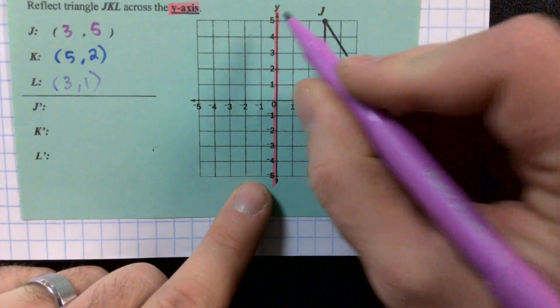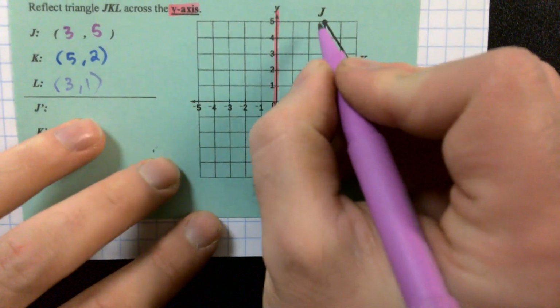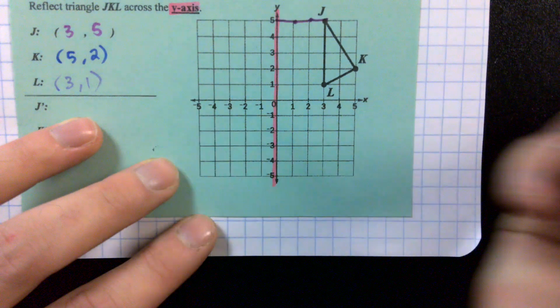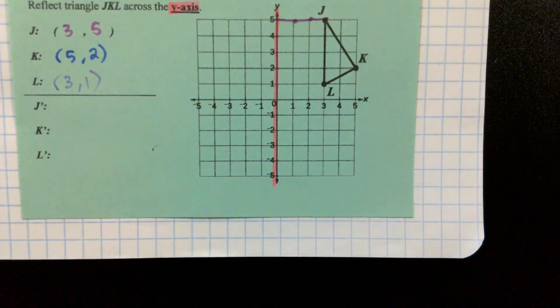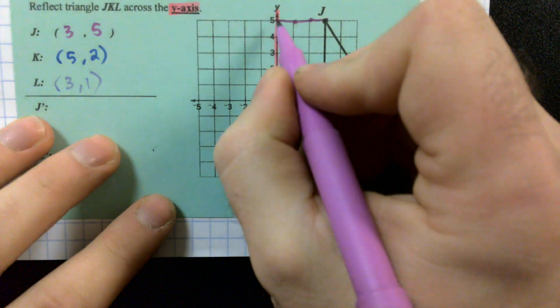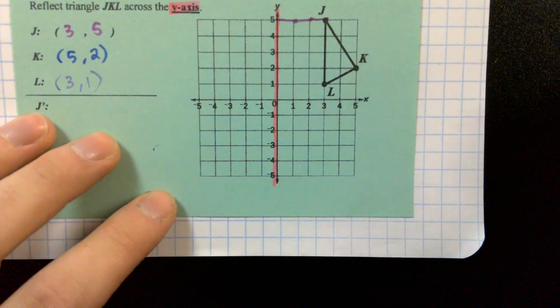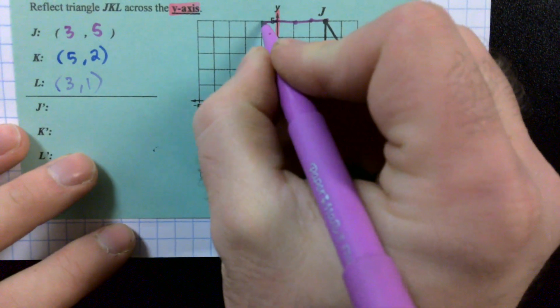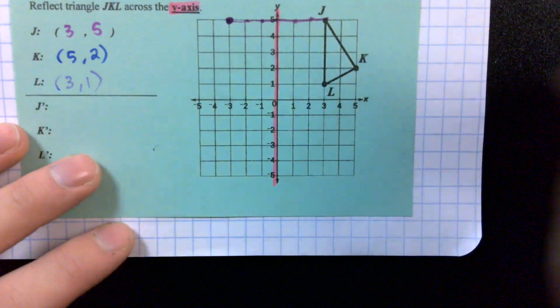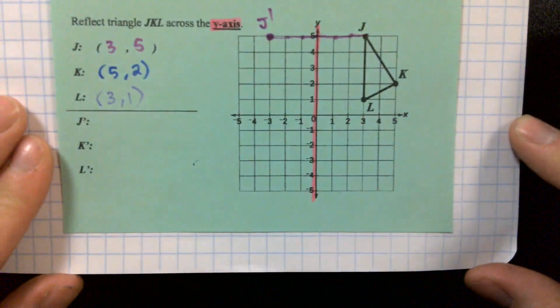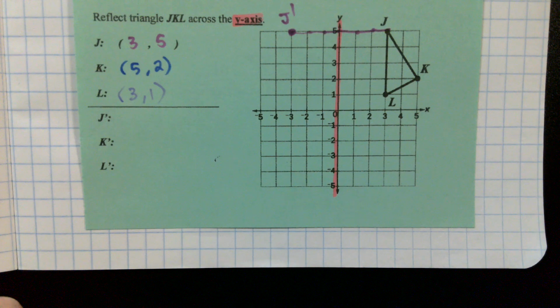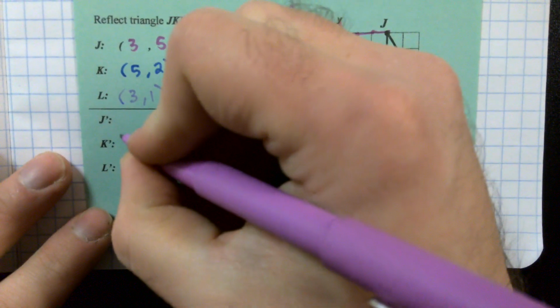How many boxes away is point J? 3. 1, 2, 3. I hit that mirror line, and I'm going to have the same distance on the other side. So how many spaces am I going to count away from that line? 3. 1, 2, 3. I make a new dot, and I call it what? J prime. And what are J prime's coordinates? -3, 5.